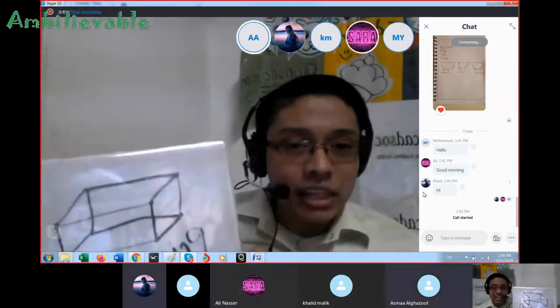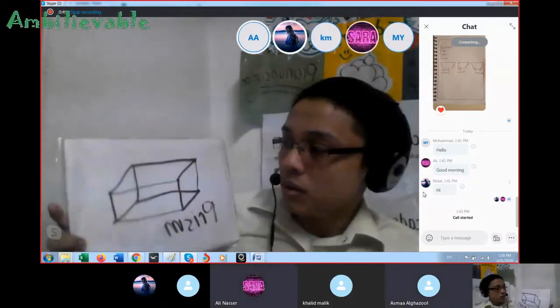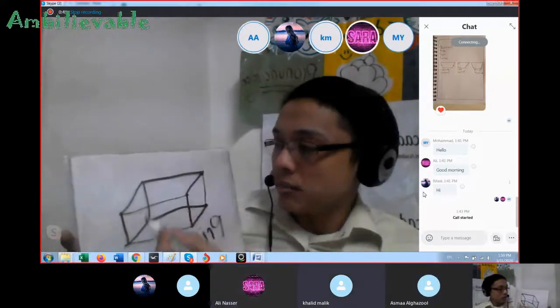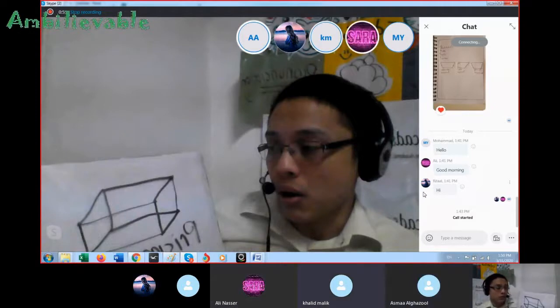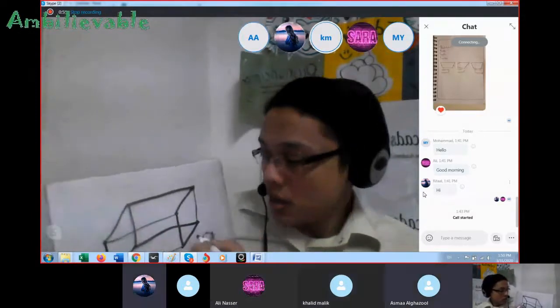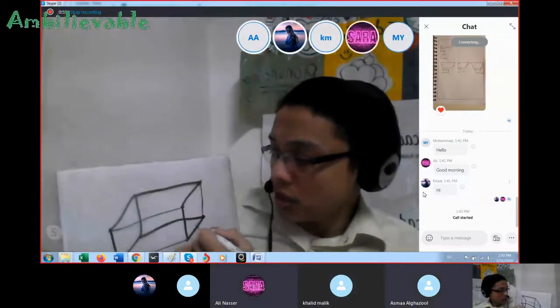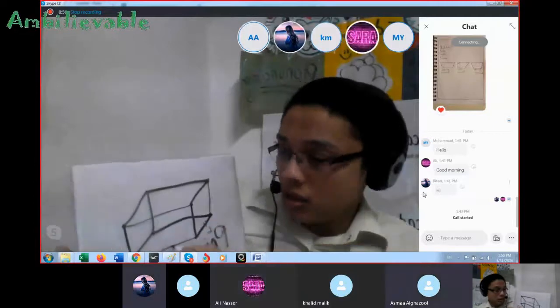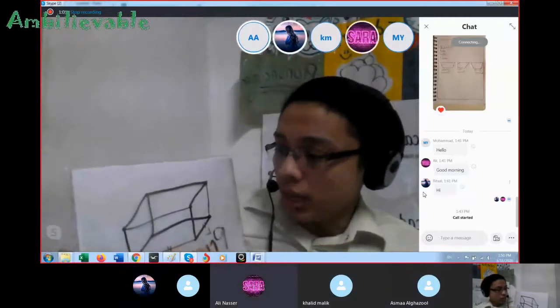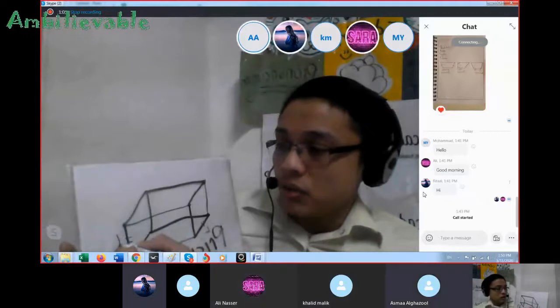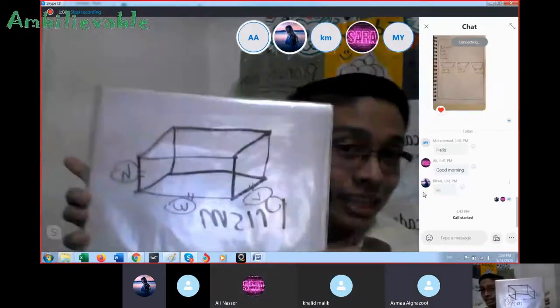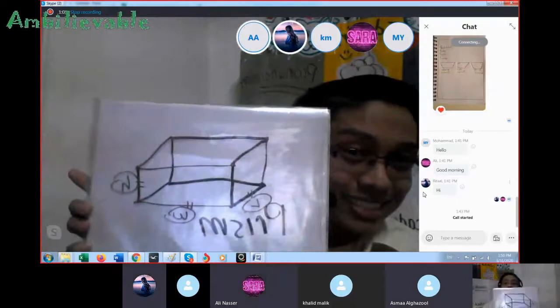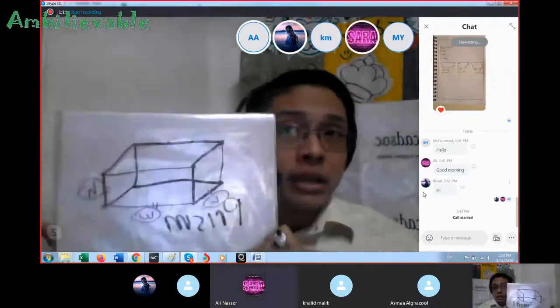Now let us label the following. This part is your length. This part is your width. And that part is your height. All right. So, did you get it? Now, this one is a rectangular prism.